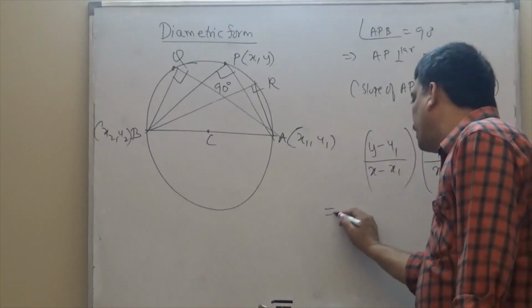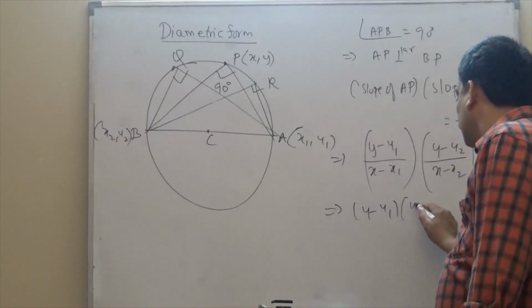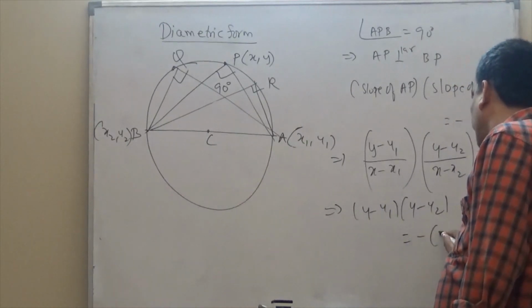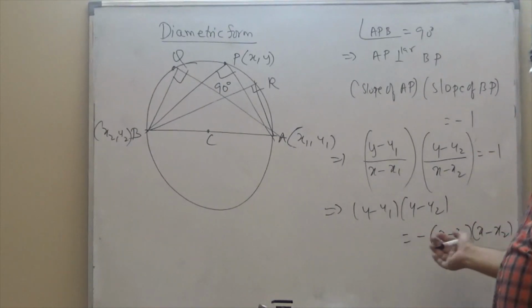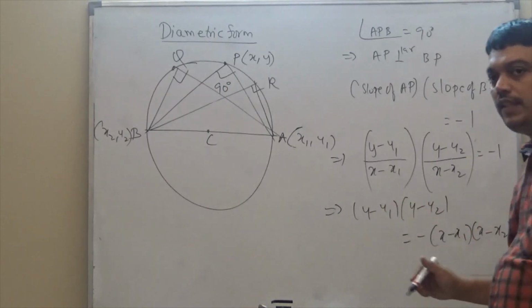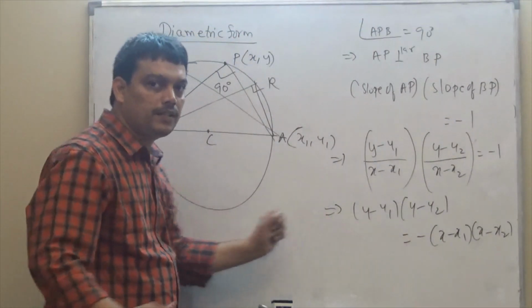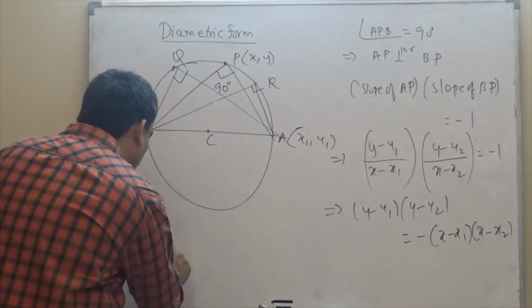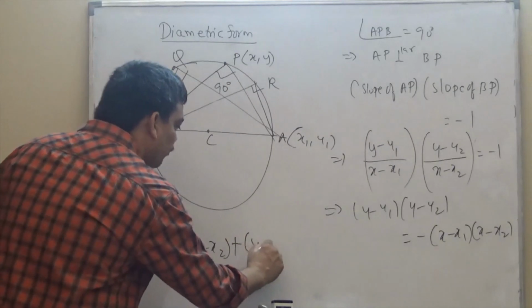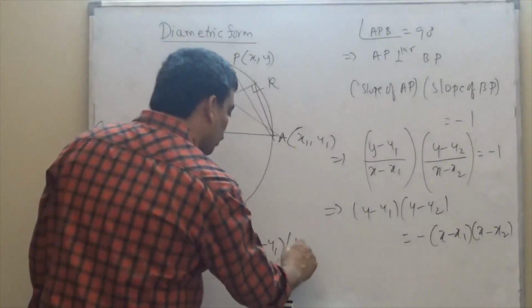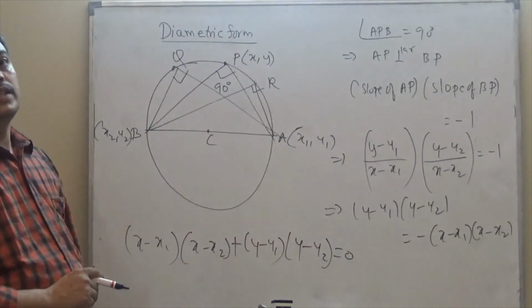So the equation now reduces to (y minus y1) into (y minus y2) equals minus of (x minus x1) into (x minus x2). Now let us write all the terms together on one side. The term with a minus on the RHS becomes plus when brought to the LHS. So we write (x minus x1)(x minus x2) plus (y minus y1)(y minus y2) equal to 0. This equation is said to be the equation of a circle in the diametric form.